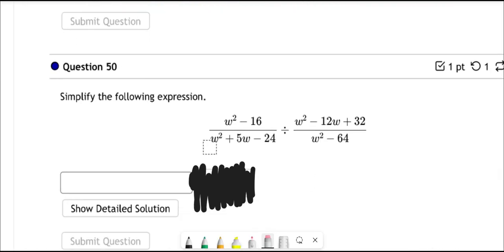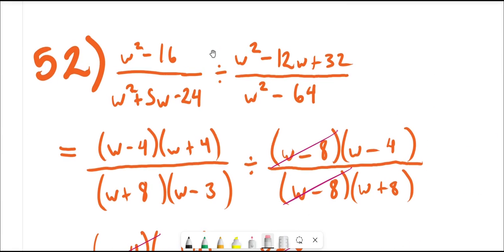Question 50 is a division of two rational expressions. Again, all we're doing is simplifying and then following our usual rules for the arithmetic of fractions. So we begin by factoring. This is difference of two squares, x minus 4, x plus 4. This is going to be a plus and then a minus to make the final term a minus.